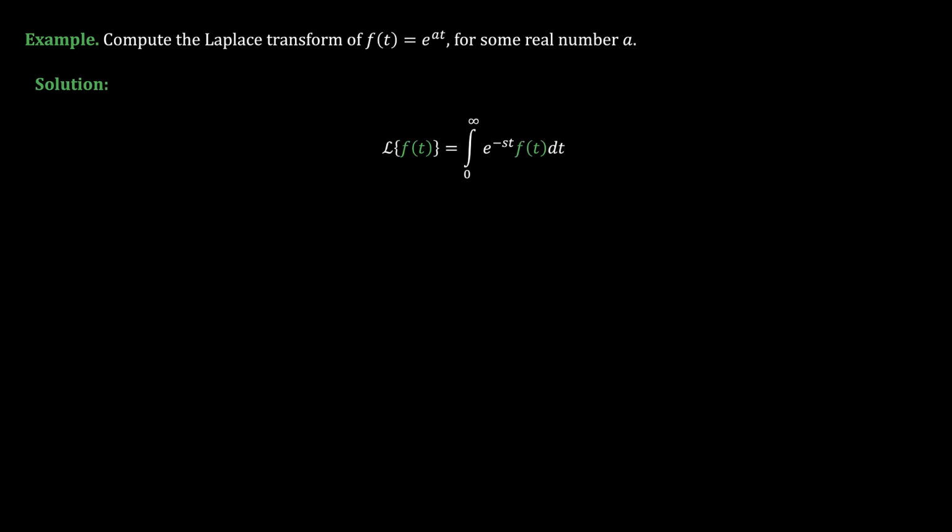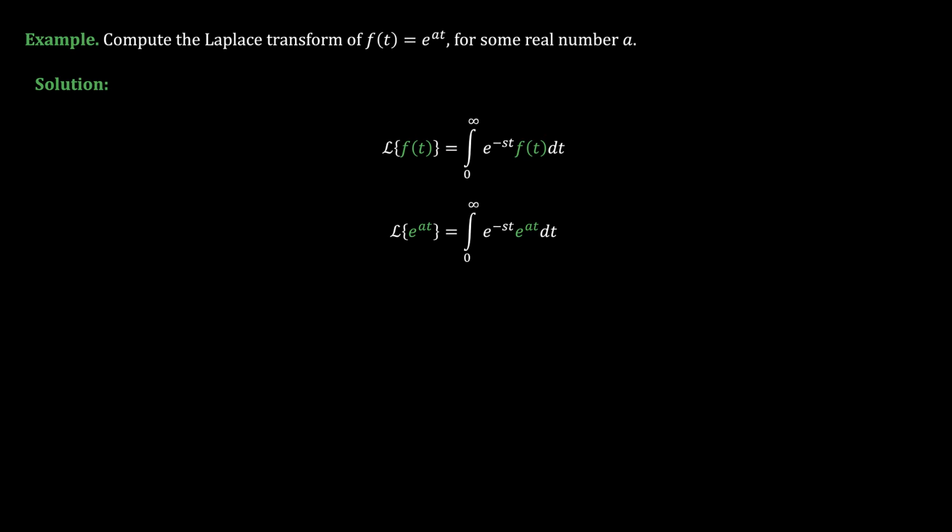Going by definition, the Laplace transform of f of t means we take that function f of t and integrate it against e to the negative st, an improper integral with limits from 0 to infinity. So let's go ahead and do that. The function we're working with is e to the at. So I'm going to do the Laplace transform of e to the at, plugging that into the integral, integrating e to the at against e to the negative st, again with limits from 0 to infinity.